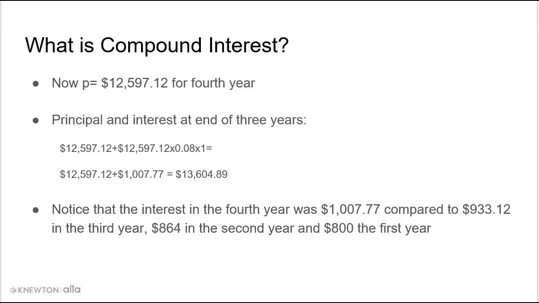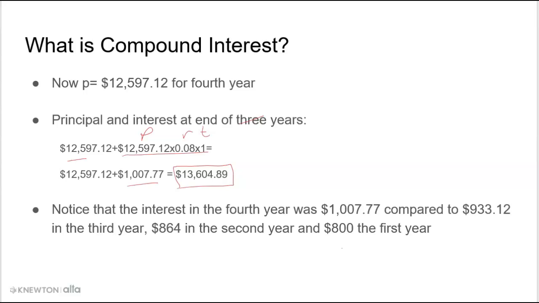Now, for the fourth year, principal, this should say 4 years here. So here's the beginning of the fourth year, $12,597.12. Here's the interest on that. This is your R, this is your T, this is your P. And you get $13,604.89. Notice the interest in the fourth year was over $1,000. In the first year, it was only $800. So this really is making a big difference in how much you're earning.